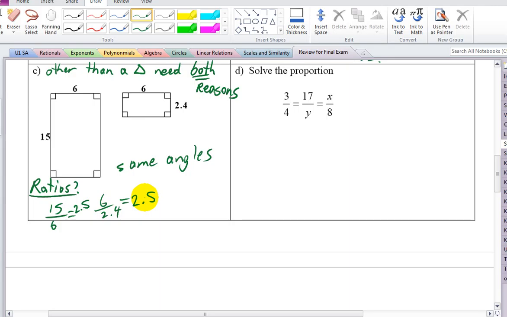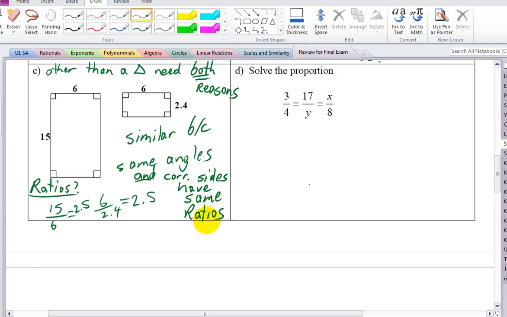Okay, so 2.5, 2.5. So we can say they're similar because same angles and, must use that word, ratios of corresponding sides have the same ratios. Okay, any questions?